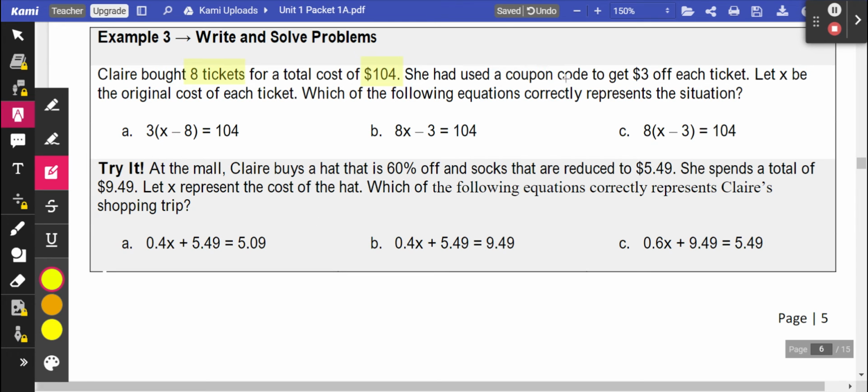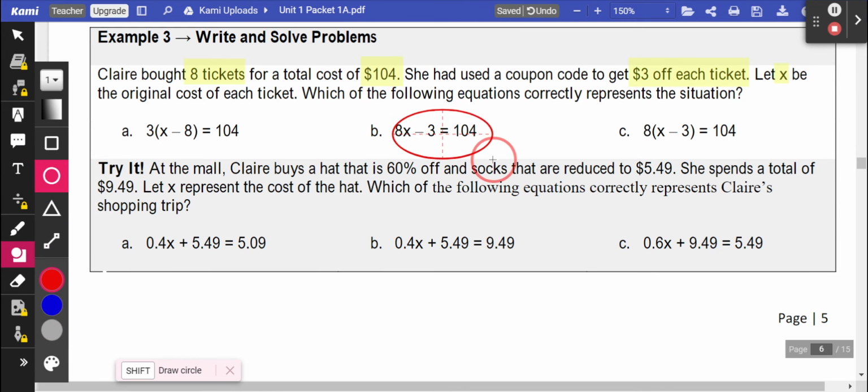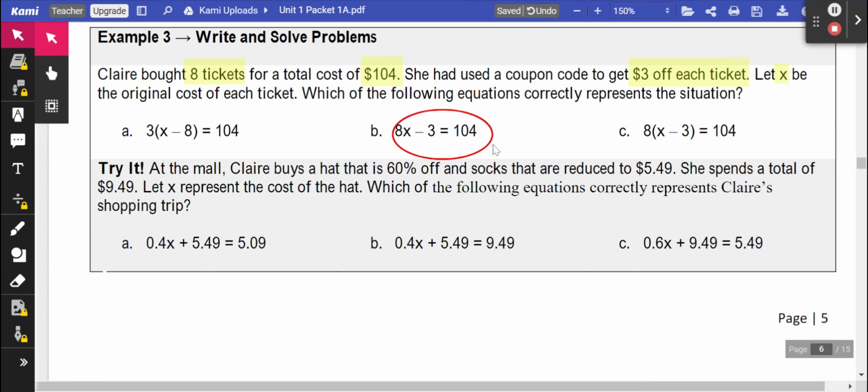She had used a coupon code to get $3 off each ticket, and then let X be the original cost of each ticket. Now, what I want you to be careful of is making sure you understand that it's $3 off per ticket and not just $3 off the total. And that is why I'm going to actually cross off this problem here. Okay, so this one doesn't work, sorry.